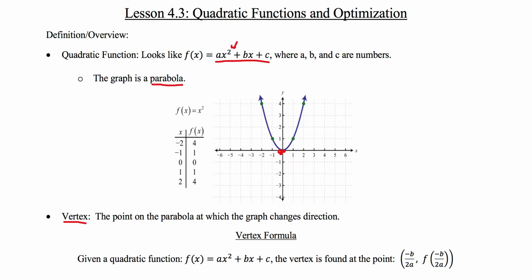So the vertex is defined to be the point on the parabola where the graph changes direction. If you look at this part of the parabola, this part is going down. And it continues to go down until it gets to this point at the bottom. And when it gets to this point at the bottom, then tracing the graph, it starts to go up. So the point where it actually changes direction is called the vertex point. One thing that we're going to be doing in this section is finding that vertex. And we do have a formula that we can use to find the vertex.